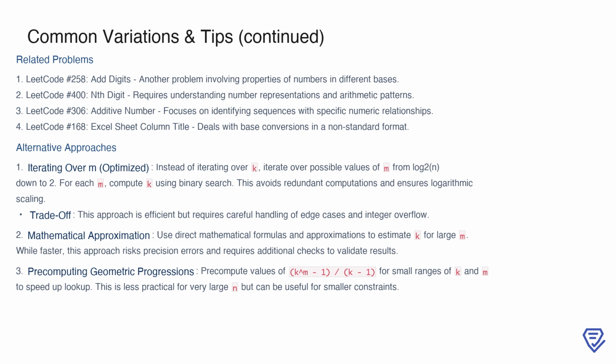Finally, pre-computing values of the geometric progression formula for small ranges of k and m can speed up the computation. While less practical for very large numbers, this approach can be useful for smaller constraints where lookup tables are feasible.